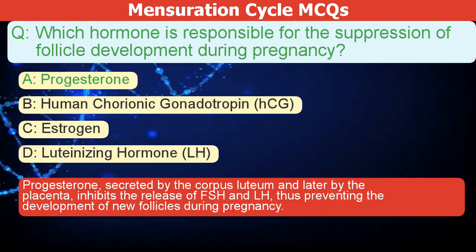The correct answer is A. Progesterone, secreted by the corpus luteum and later by the placenta, inhibits the release of FSH and LH, thus preventing the development of new follicles during pregnancy.